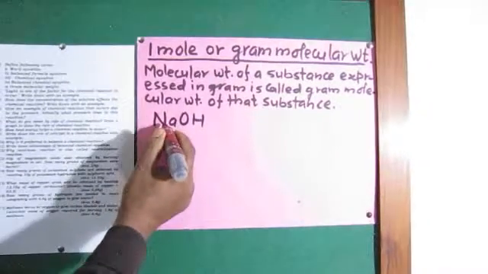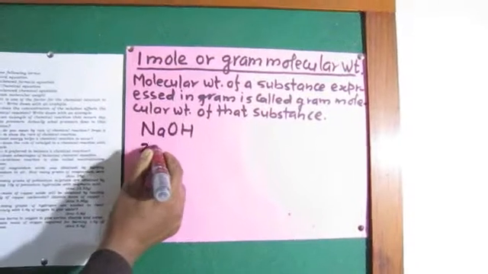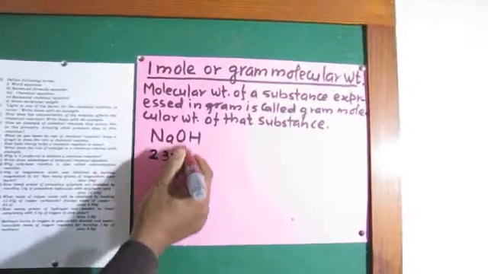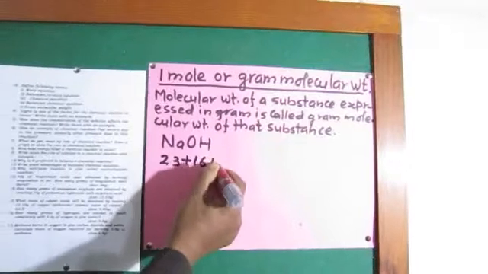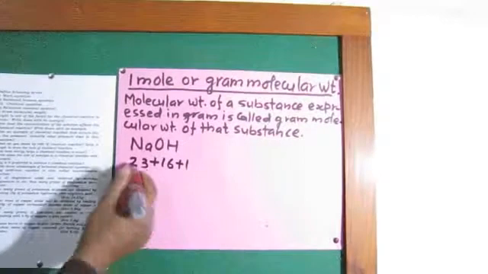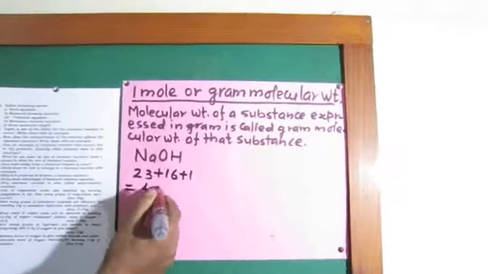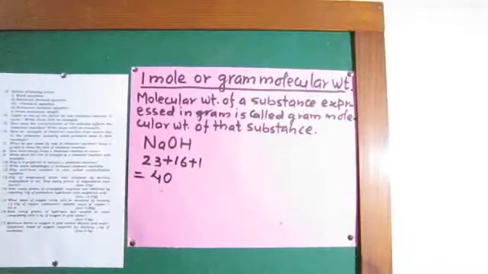And we know that sodium's atomic weight is 23. Oxygen's atomic weight is 16. Hydrogen's atomic weight is 1. If we add all these, then the sum is 40. 40 is the molecular weight of sodium hydroxide.